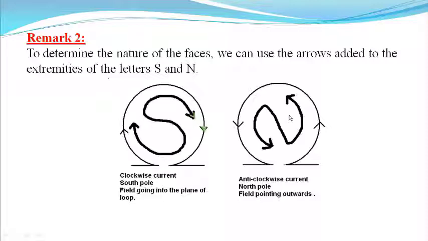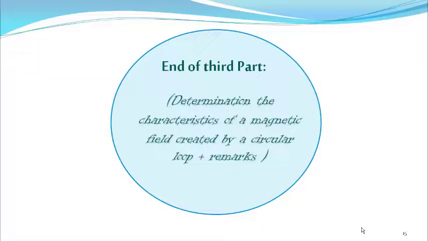The second loop is traversed by anti-clockwise current. As you notice, the current has the same direction as the arrows added to the extremities of letter N. So we can say that this face acts as a north pole. Therefore, the magnetic field goes outwards from the plane of the loop, and it is represented by a dot. This is the end of the third part, determination of the characteristics of a magnetic field created by a circular loop, plus some remarks.